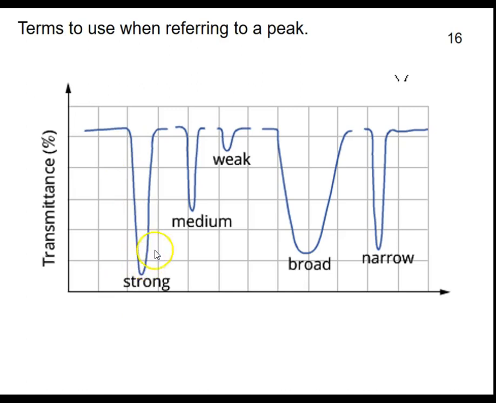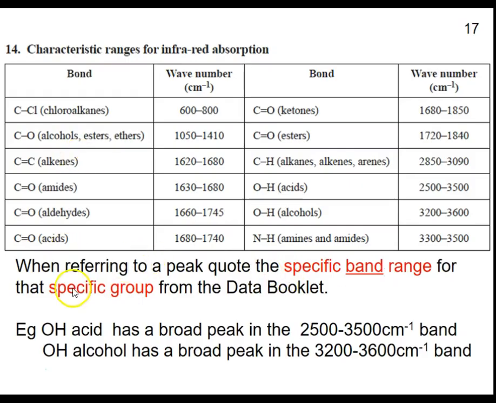And when we refer to our peaks, when we write about them, a peak that has a lot of absorbance is called a strong peak. A peak that absorbs over a large range of wave numbers, a large band of wave numbers, is considered a broad peak. A narrow peak could be called a sharp peak as well. So when you're referring to a peak, you have to quote the specific range of wave numbers, the band that they would be at. Be really careful because there's multiple, so pick the correct one.